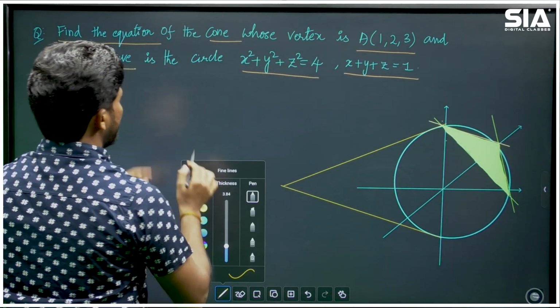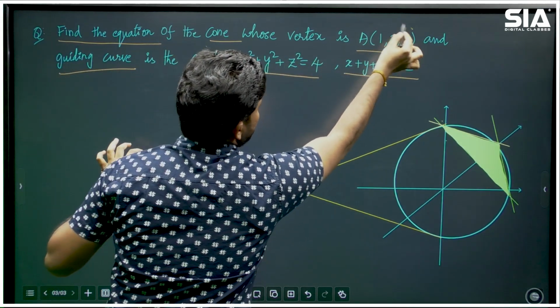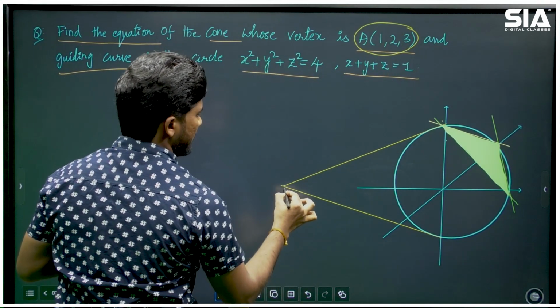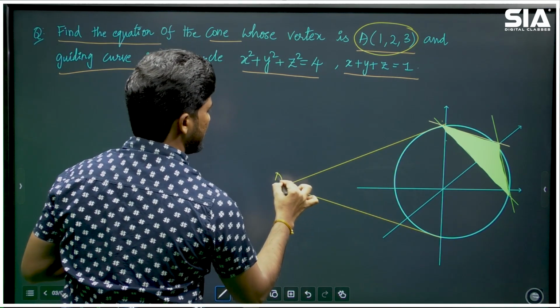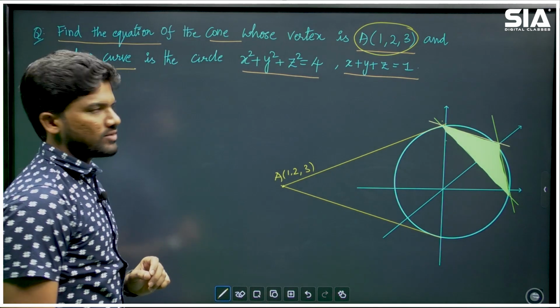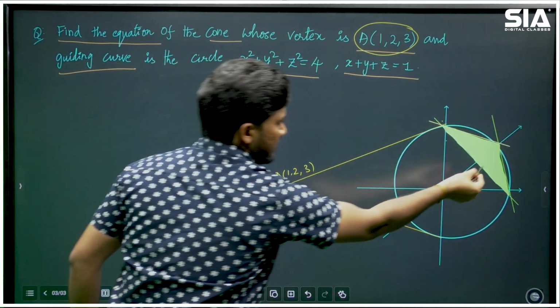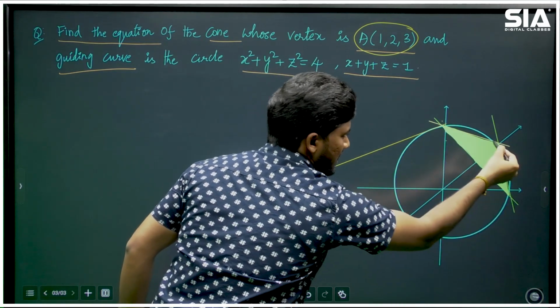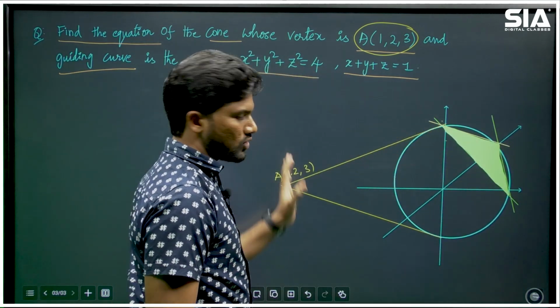First of all, try to understand the problem. In this problem we have the vertex of the cone. You know very well, whenever you take a cone shape like this, this point is the vertex. Here the vertex is A = (1, 2, 3), which is given. And the guiding curve, whatever you are seeing here, this circle along with this plane, is called the guiding curve of this cone.